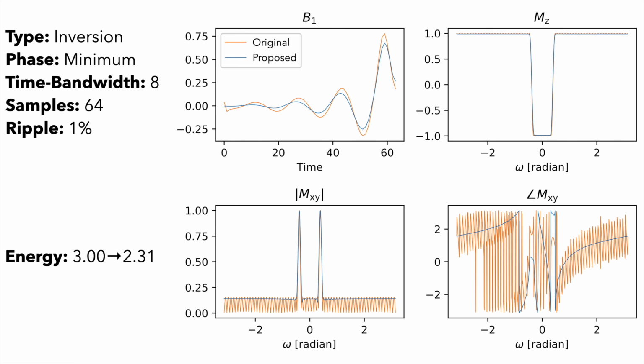Here's another result with minimum phase inversion pulses. Pulse energy is reduced from 3.0 to 2.31, which is a 23% decrease. Note that the improved pulse also has fewer discontinuities near the edges, commonly known as the Connolly wings, when compared to the original SLR pulse.